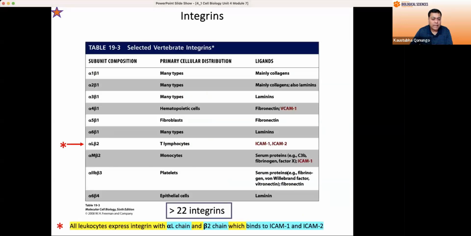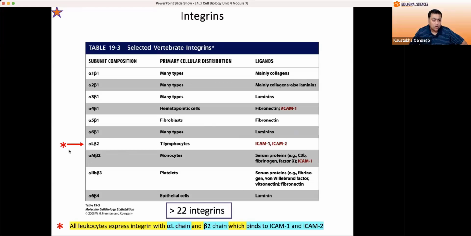So let's take a look at how the diversity of these varies. You can see that it's a heterodimer of an alpha and a beta chain, and depending upon that, there are types 1, 2, 3, 4. That's the number essentially. L is for large, M for medium, sometimes alpha 2B. There are many different names, many cellular distributions, and many different ligands, greater than 22. You do not have to memorize those.